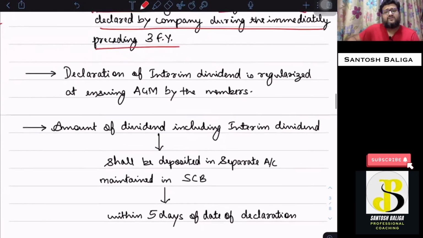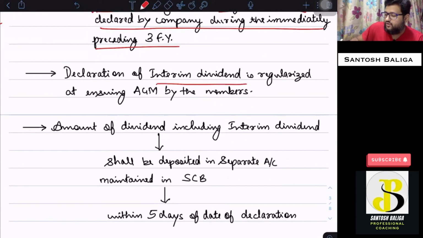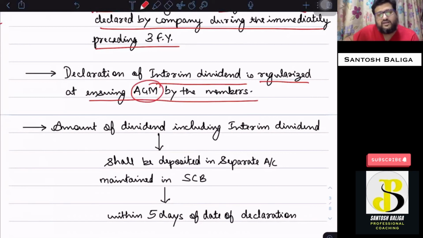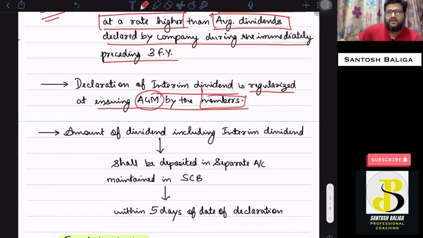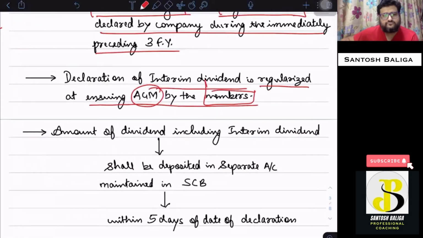Now, some additional points over here for interim dividend is that interim dividend shall be regularized in the coming AGM by the members. So interim dividend is actually declared by the board of directors, but it has to be approved or regularized by the members in the AGM of the company. I hope this point is also clear.